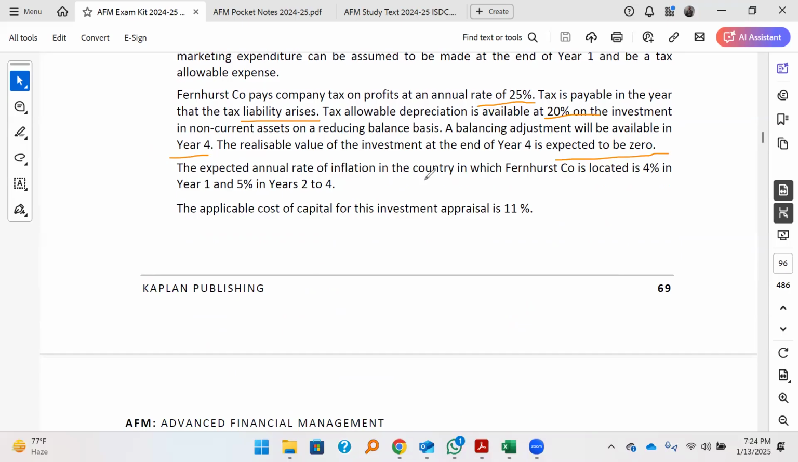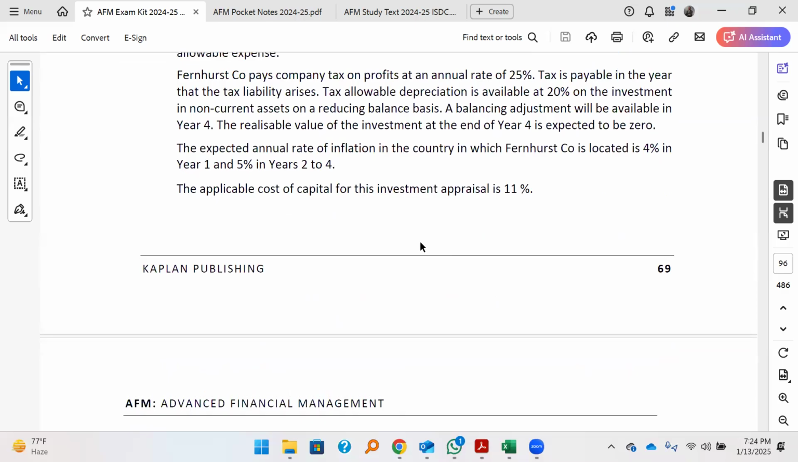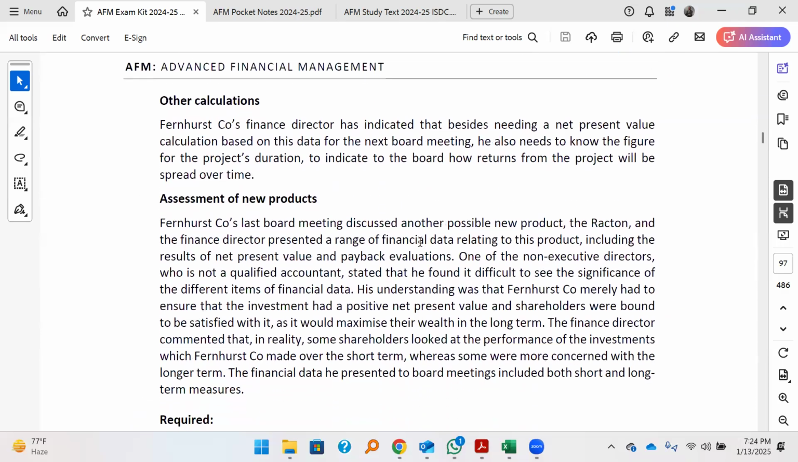The annual rate of inflation in Fernhurst is 4% in year 1, and 5% in years 2 to 4. And the cost of capital is 11%. Now, this is a standard question about NPV. So they have given us other information. The director has indicated that besides needing net present value, they also need to know the figure for the duration. So that's why we are going to calculate duration.